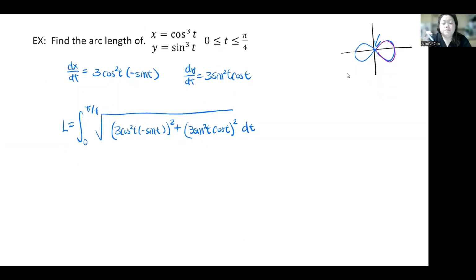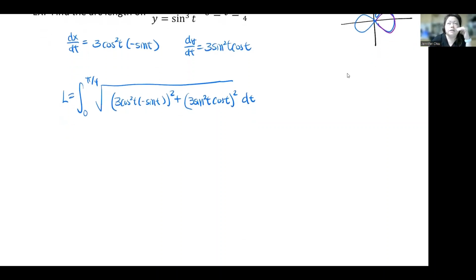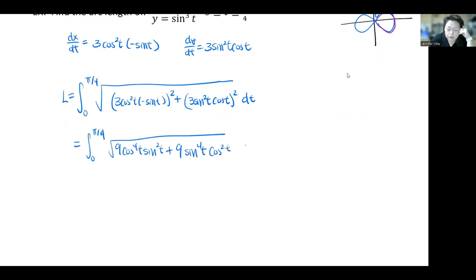You are welcome to put this in the calculator at this point, but this is kind of messy. So the suggestion is to actually clean this up. Most of these clean up really, really well, so you want to put the cleaned up version into your calculator, and that will make it a lot easier. If you clean this up by actually squaring everything, you get 9 cosine to the 4th t sine squared t plus 9 sine to the 4th t cosine squared t, square root the whole thing.